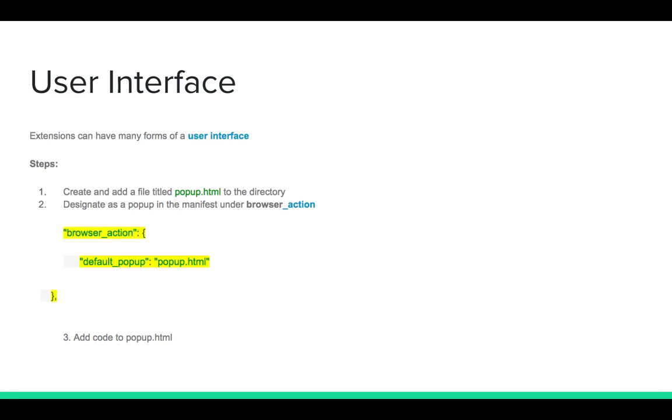The first one is creating a file called popup.html, which is going to contain the HTML of that window. The second step is that we need to add a value inside our manifest file called browser action. And the browser action will have a default pop-up, and that default pop-up is the popup.html, which will pop up and let the user interact with it once the user clicks on the icon. The third and last step is adding code to that popup.html file.